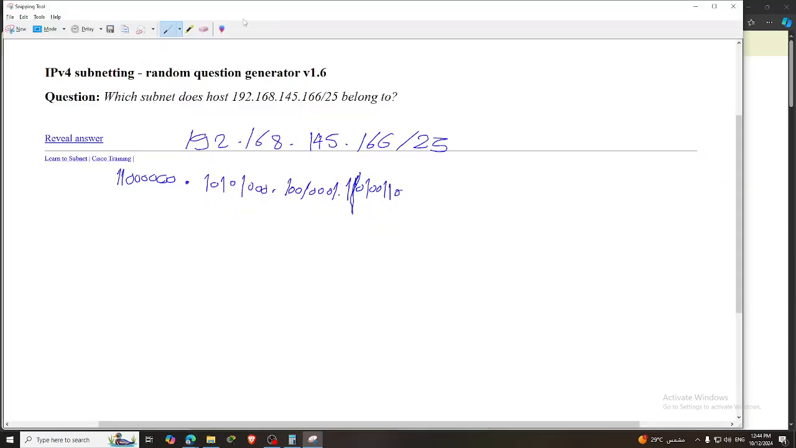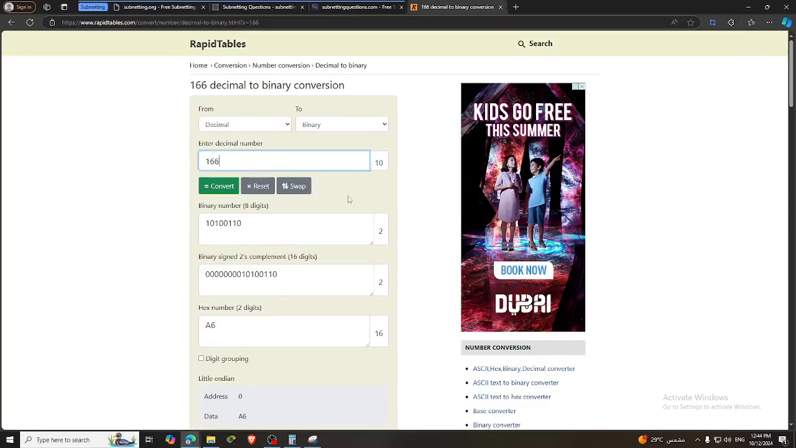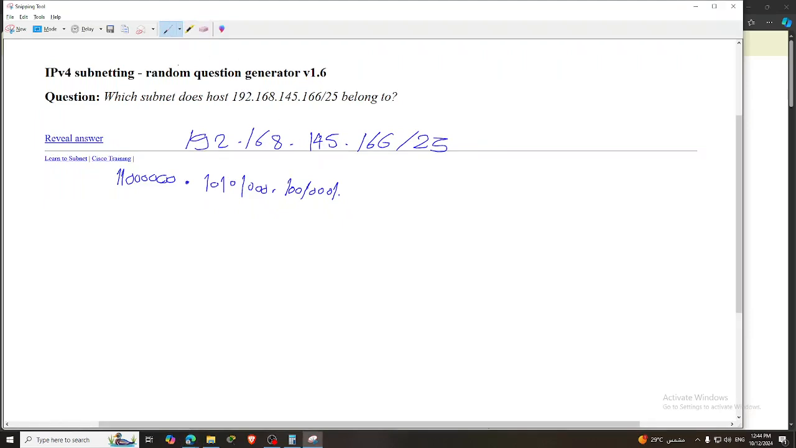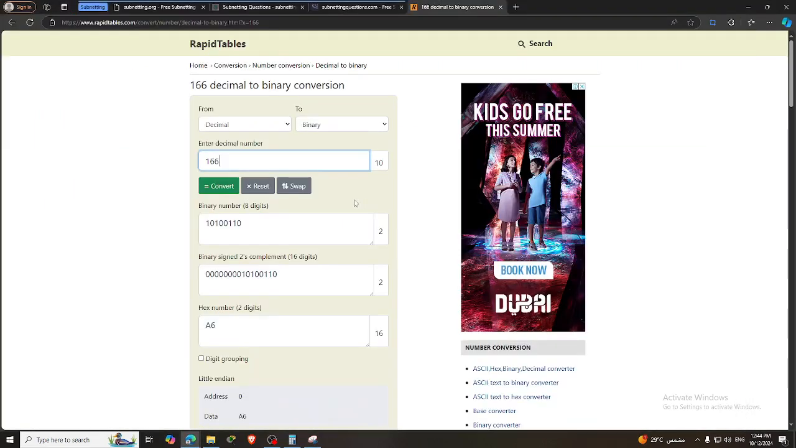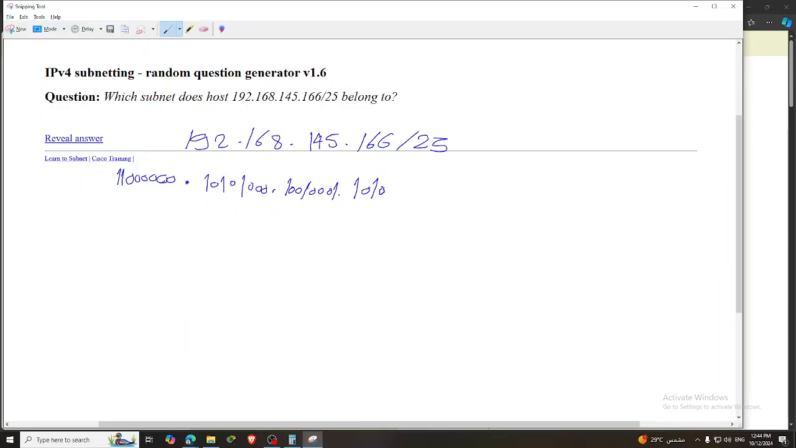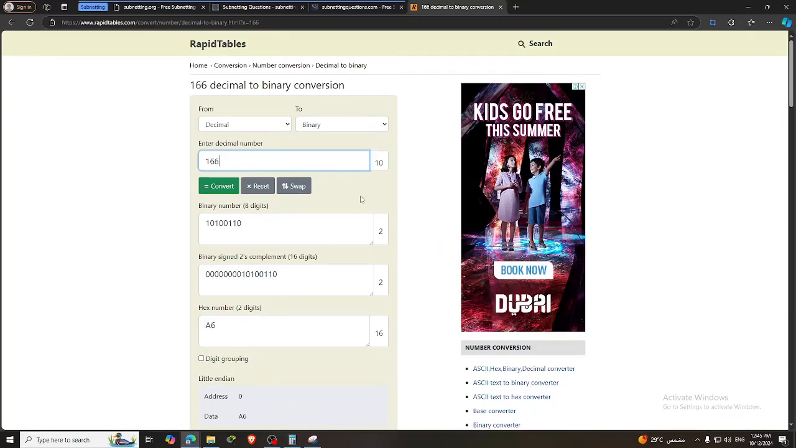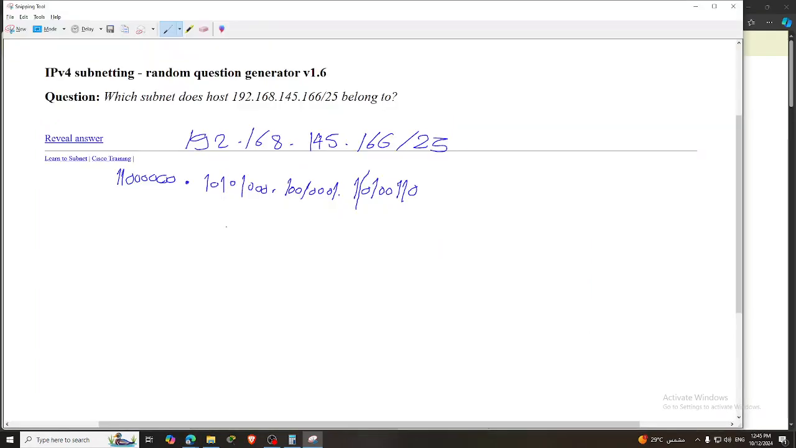Let me just write this down again. 10, 100, 11, 10, and only we borrowed this. So here, let's calculate it.